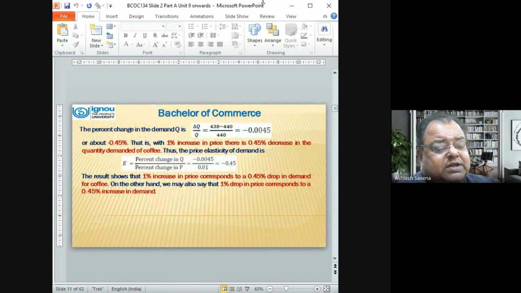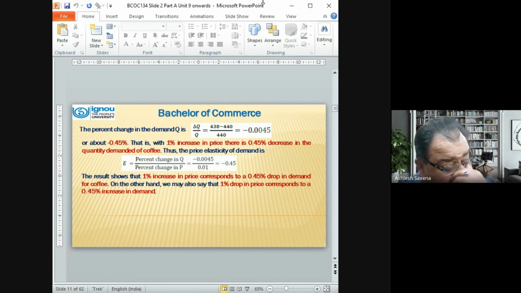Now what was the change in the quantity? The percentage change in the demand, that is dQ upon Q, is equal to 438 minus 440 upon 440. That becomes negative 0.0045, which is almost a 0.45% decrease in the quantity demanded for coffee. Now what is the price elasticity? Your price elasticity is the percentage change in Q upon the percentage change in P. That is negative 0.0045 divided by negative 0.01, which comes out to be 0.45.